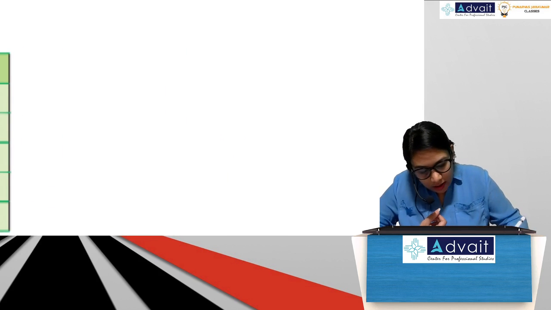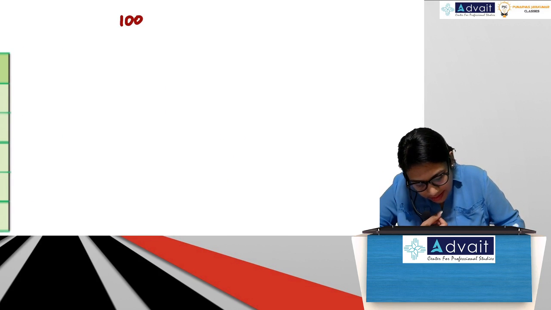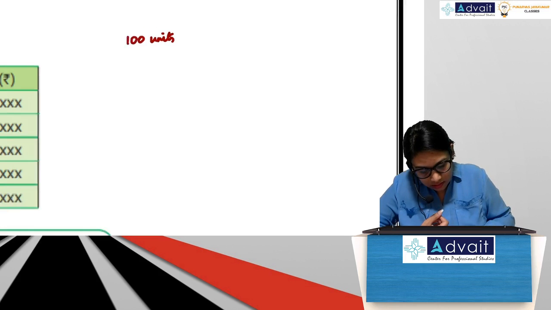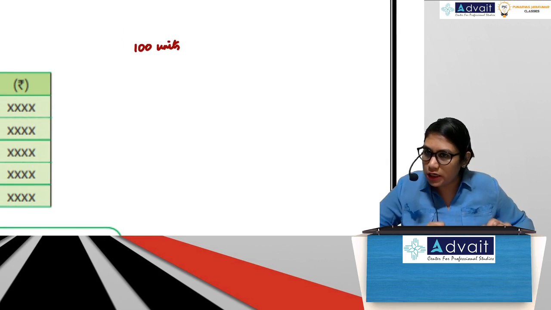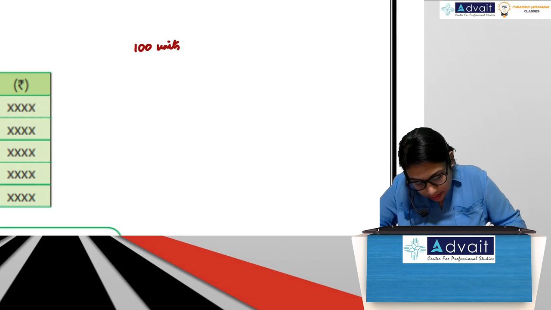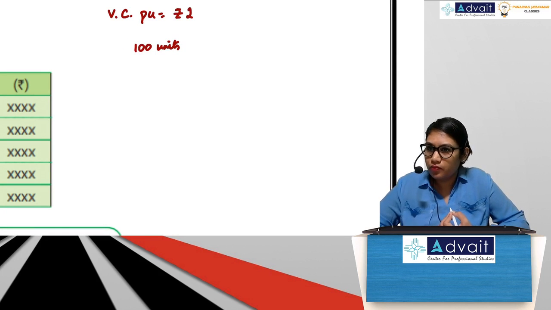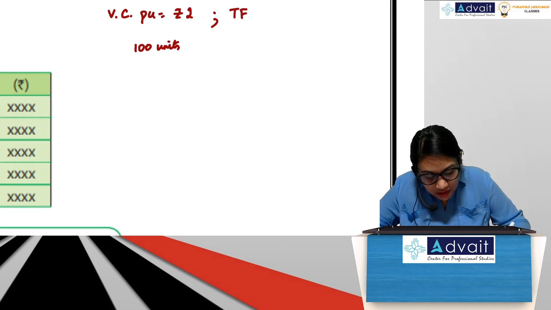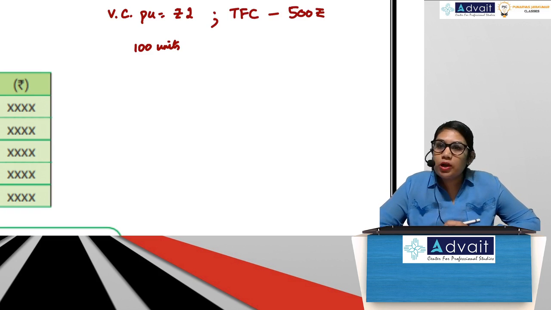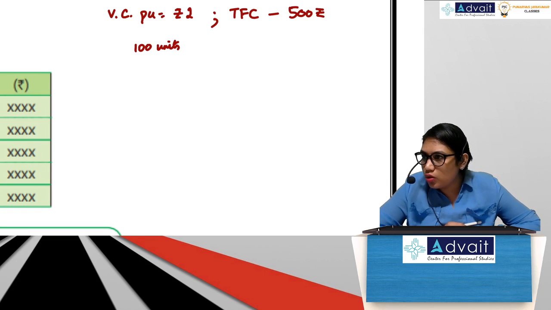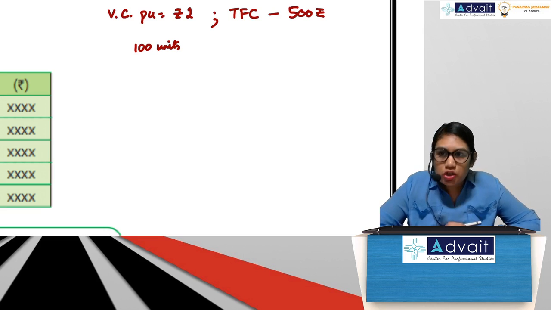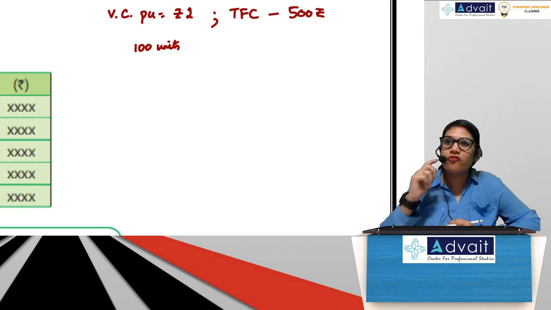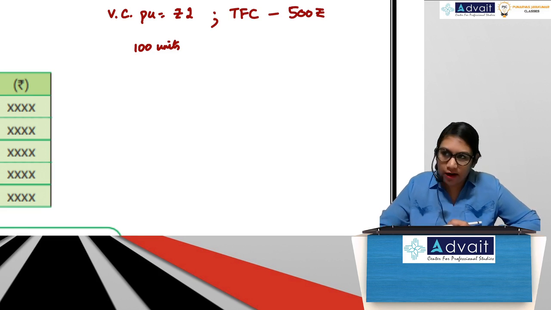Suppose we are manufacturing, let's say, 100 units. Now let's say the variable cost per unit is 2 rupees, and the fixed cost is say 500 rupees. So we know that costs are classified into variable costs, fixed costs, semi-variable costs. Semi-variable costs are those costs which have both components, fixed component and variable component.